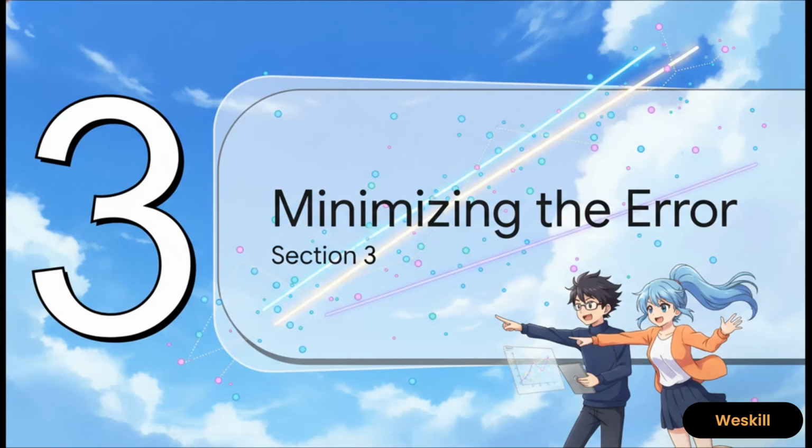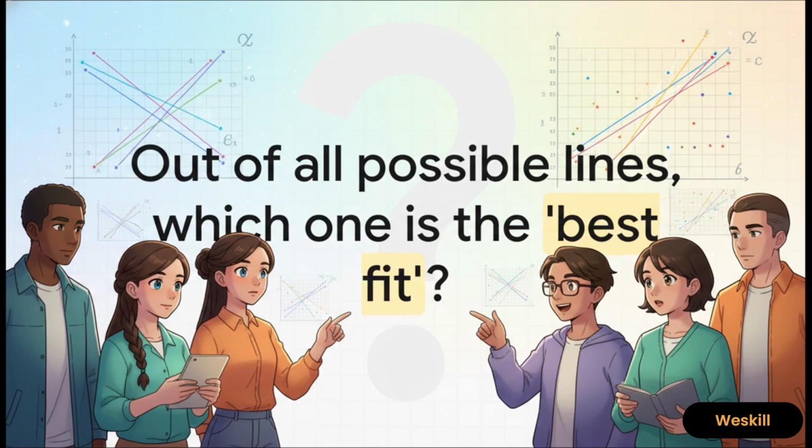And this brings us to the most critical question of all. I mean, you could draw a nearly infinite number of straight lines through that cloud of data points. So how do we find the one single absolute best one? This is really the central problem that linear regression is designed to solve. We can't just eyeball it and say, that one looks pretty good. We need a precise mathematical way to define what best actually means.